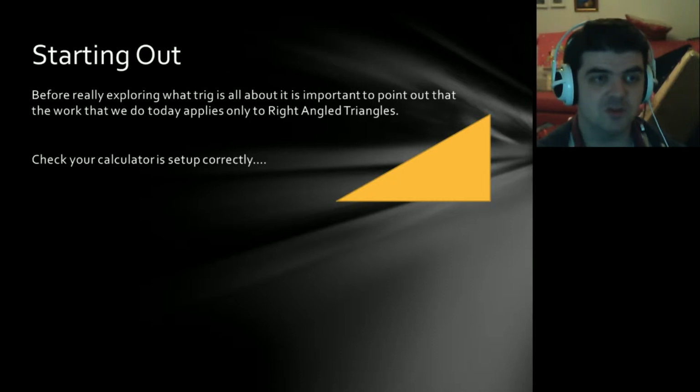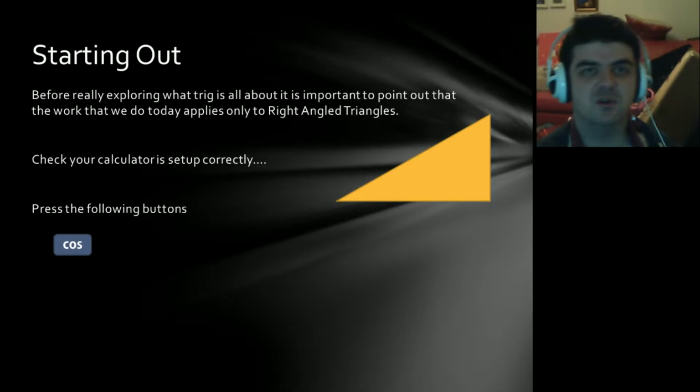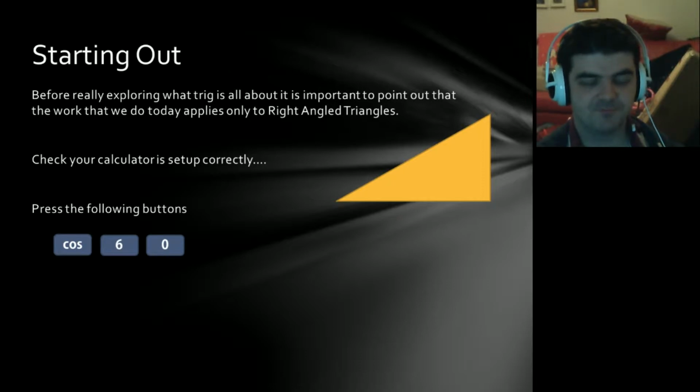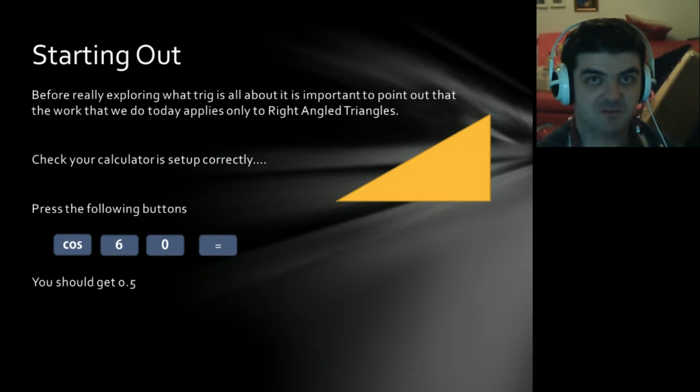Okay, so what I want you to do is press the following buttons. Find the cos button on your calculator. I want you to then press the 6, then the 0, and then press equals. Now, all being well, you will get 0.5. Did you?